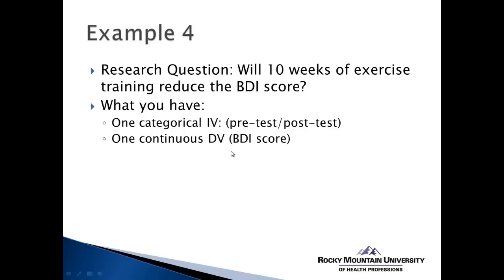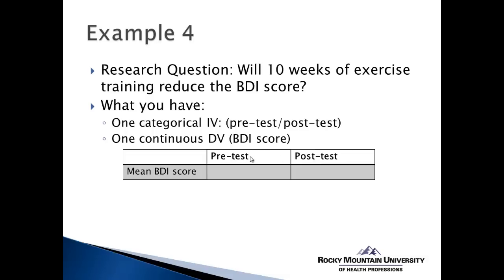Our outcome is still one continuous dependent variable, BDI score. So now we'd set that up pretty much the same way we did the previous example, with our independent variable going in the columns, pre-test and post-test, or measurement point number 1 and measurement point number 2. And then our outcome, the BDI score, goes in the row.